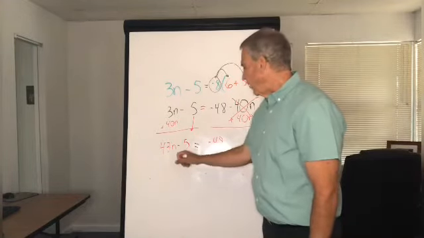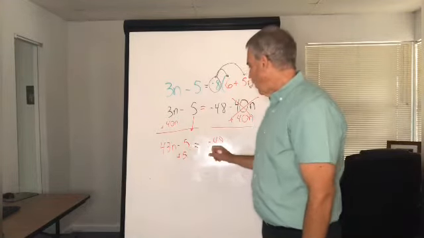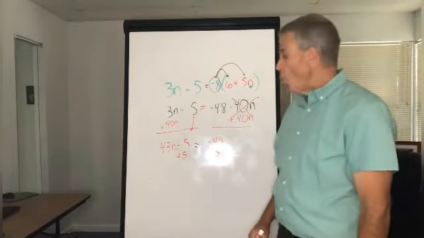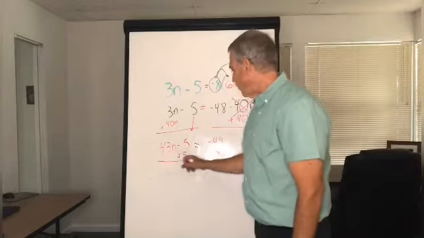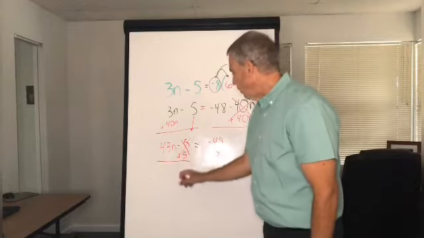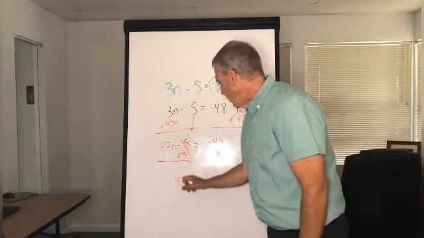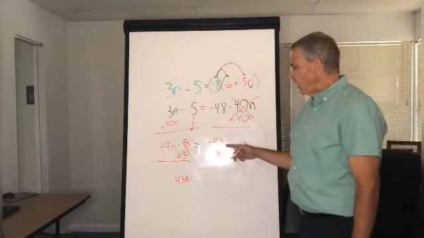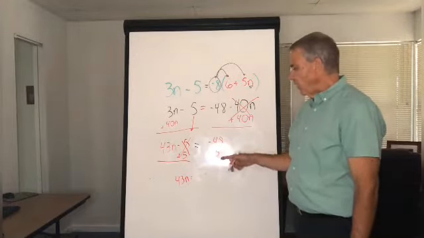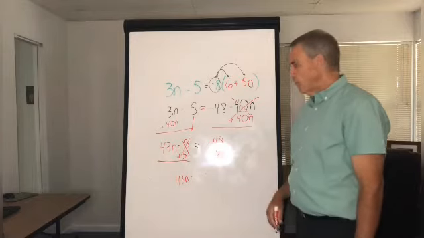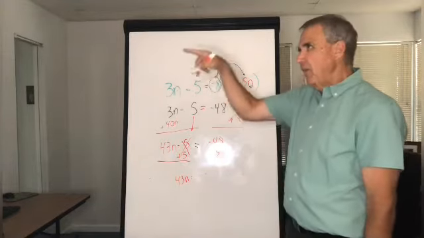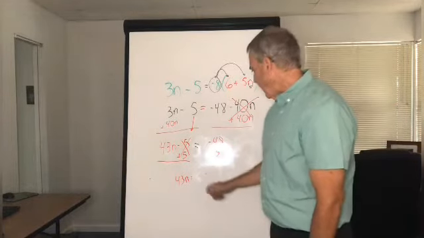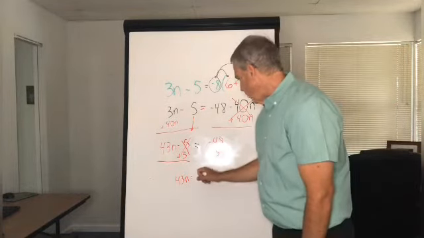I know how to kill a negative 5. You kill it with a positive 5. That is true. These 5s are now gone. 43n equals, go on your calculator and go negative 48, and then go plus 5. Negative 48, then hit the negative button, plus 5. You will get a negative 43.